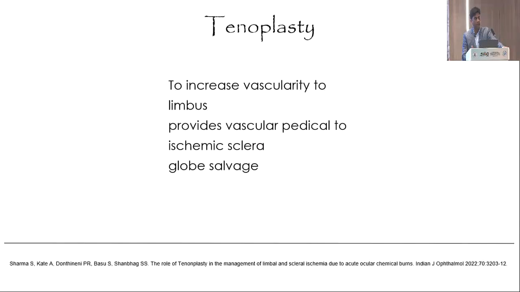One thing is tenoplasty we can do, the Tenon's advancement it is also called. The purpose is to increase the vascularity to the limbus, and it provides a vascular pedicle to the ischemic sclera. So basically it's globe salvaging. Though there is a lot of symblepharon formation and conjunctivalization of the epithelium of the surface, it is just to salvage the globe, otherwise the eye may end up in phthisis.